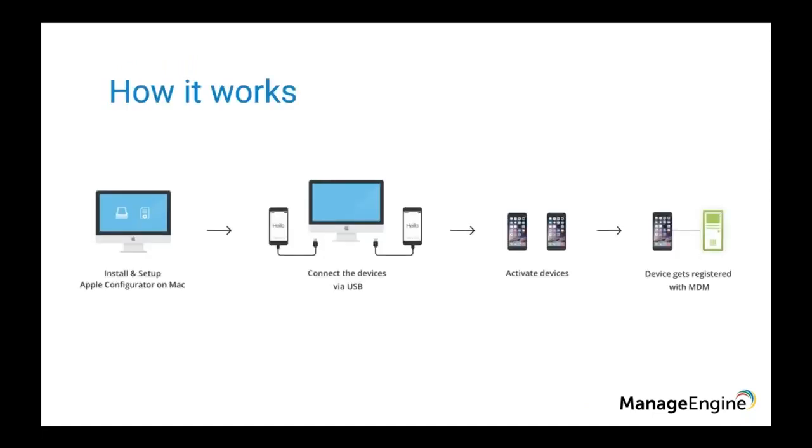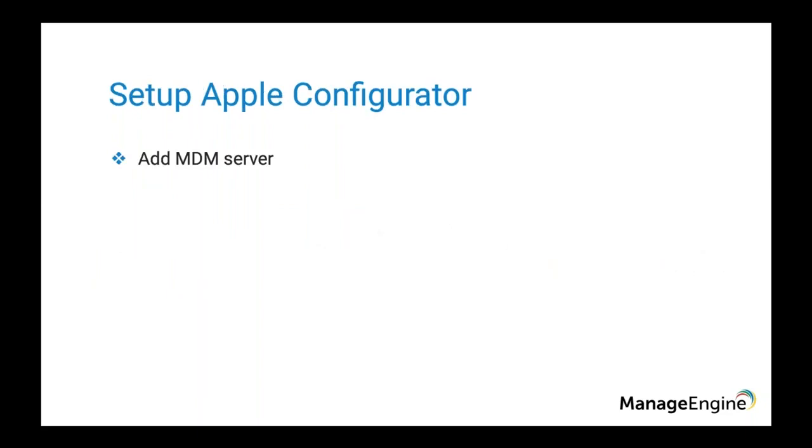So let's go with our first automated enrollment for the day, which is the Apple Configurator enrollment. This is how it works. You install and set up the Apple Configurator on a Mac machine. It's only available in your Mac stores, and that particular application has to be installed on a Mac machine. You then manually connect your devices via USB to your Mac machine, and then activate the device using your Apple Configurator, followed by which the devices would get registered with the MDM solution.